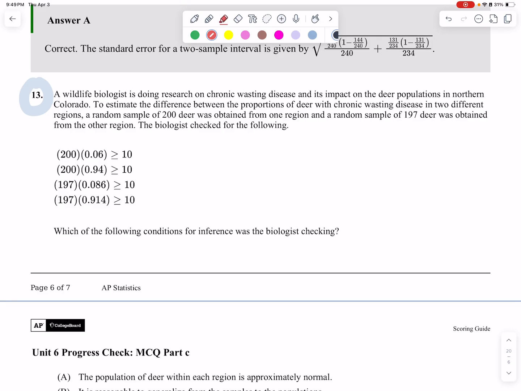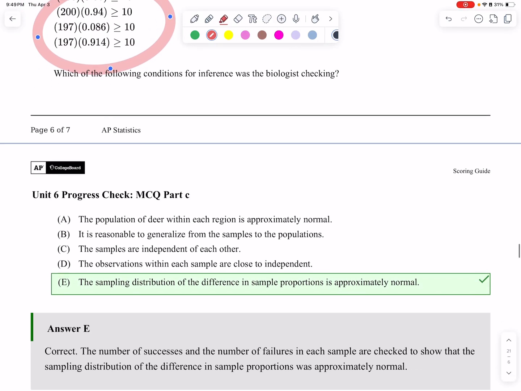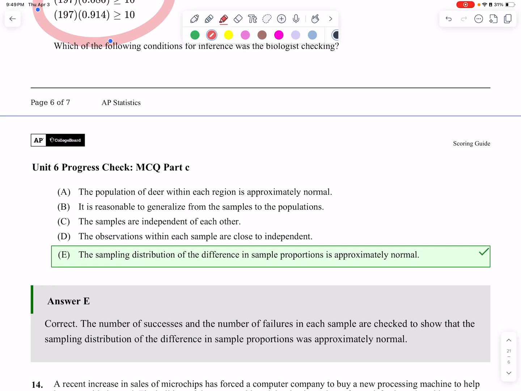Okay, it says, which of the following conditions? Oh, this is the large sample condition. So what I'm doing is checking the large sample size, and I want to make sure I check for normality. Yep.